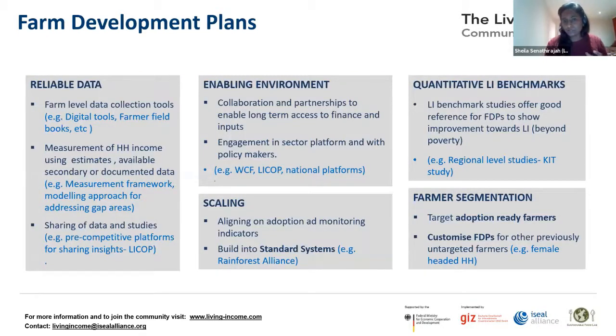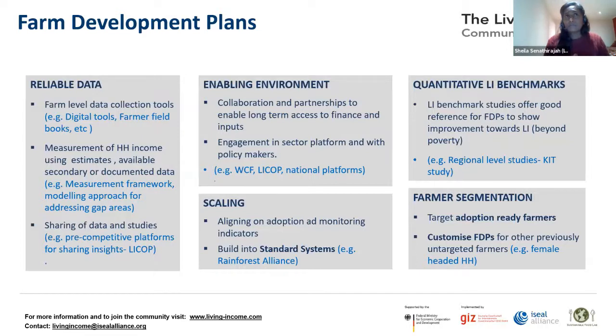And so I want to touch on a few things, but I'm not going to go into it in too much detail, because again, I think Paul has clearly talked about some of this already in his presentation. But data, and as he said, I really feel if we want farmer development plans to actually be effective in what they're doing, the availability of good quality, robust, accurate data is really important. And so you can collect it from the farm through farmer field books, digital tools, as has been mentioned. There are also ways to use secondary data, and that's something that we're currently talking a lot about in the living income community of practice, just how do you measure incomes as well.